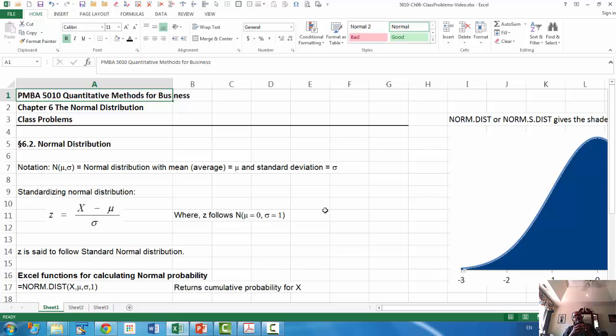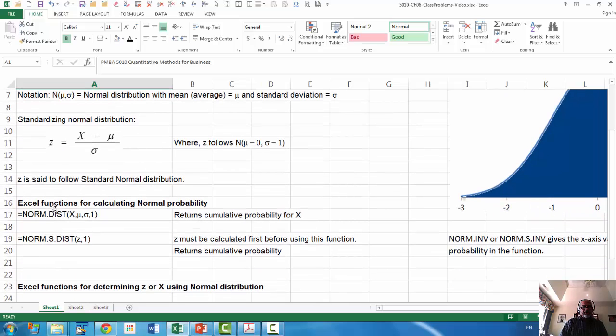We looked at how to convert each x value into a z value, the standard normal function, and then use the standard normal table to find the probabilities. But in Excel, we can circumvent that and go straight to the probability. You don't even have to compute z. You can go straight with x, mu, and sigma to find the probability. But if you like to compute z and then do it, both options are available.